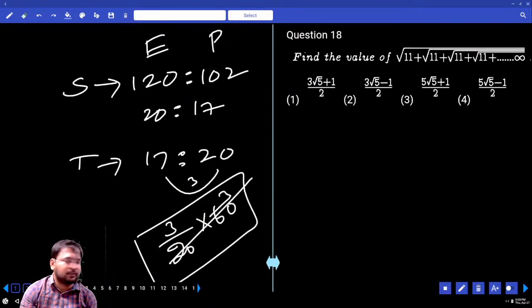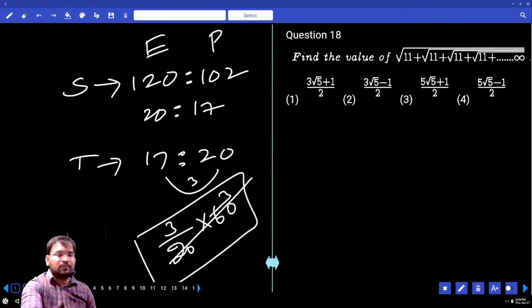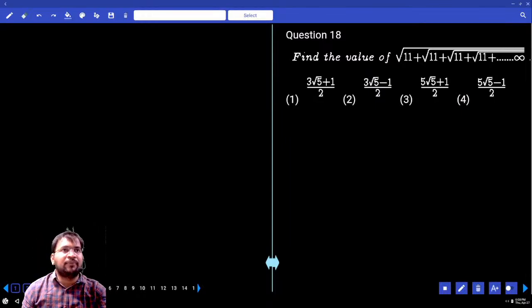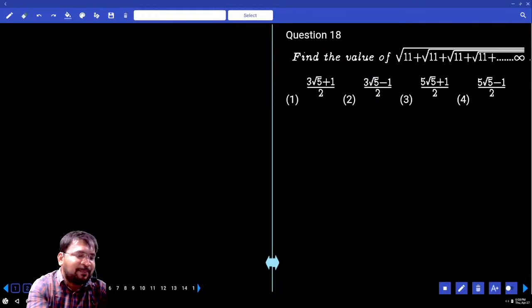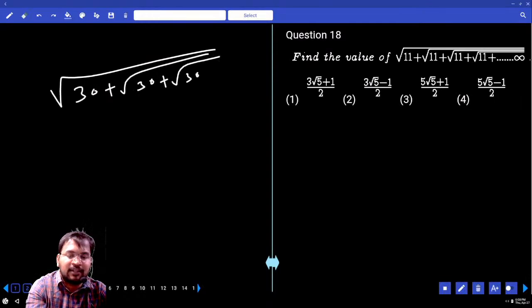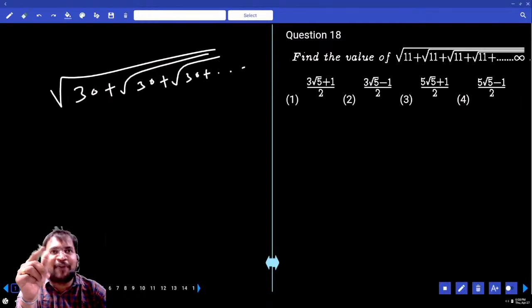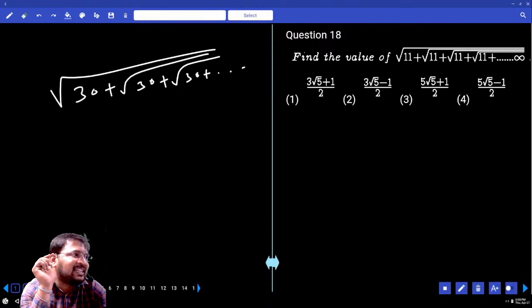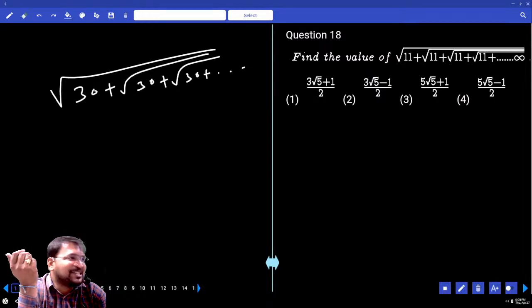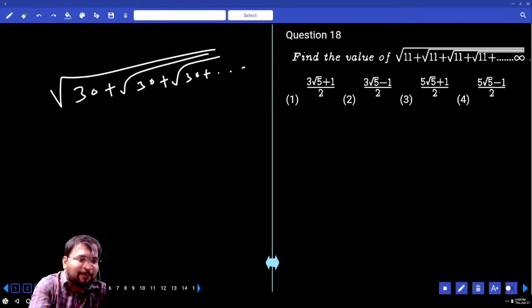Ready Nana? See here. Whenever we get this type of radicals, here 11 is not a multiple. If it is a consecutive multiple, say for example the question is like this: root of 30 plus root of 30 plus root of 30, like this, your answer is 5 into 6, so 6 is the answer if plus is there. If minus is there, 5 is the answer. But here 11 is not a consecutive multiple, then we go for the procedure.